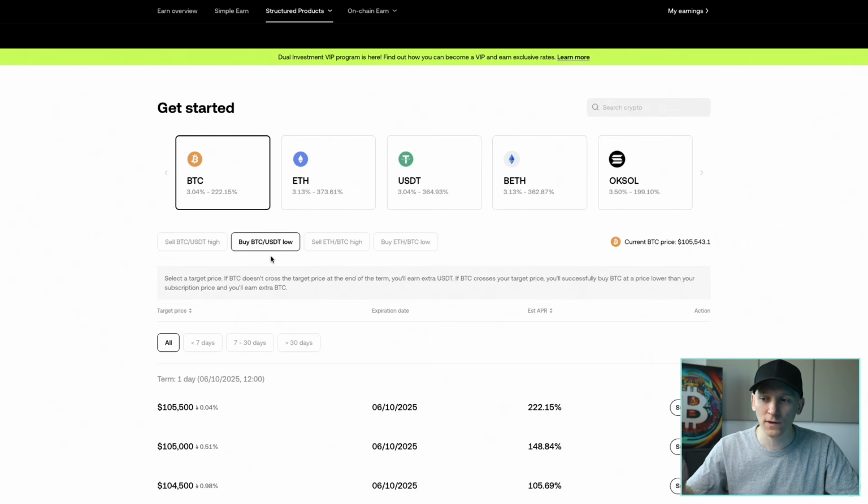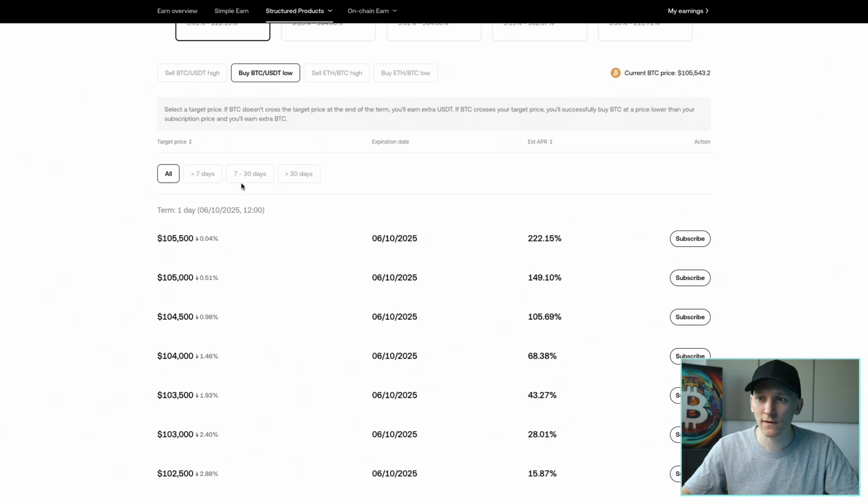So in this instance, we don't need any crypto assets like Bitcoin or ETH. What we need is USDT. So we're going to be buying low. And again, let's look at the 7 to 30 days. And all of these prices now are below the current price. So again, the closer you are to the current price, you can see we're only 0.5% away for this option.